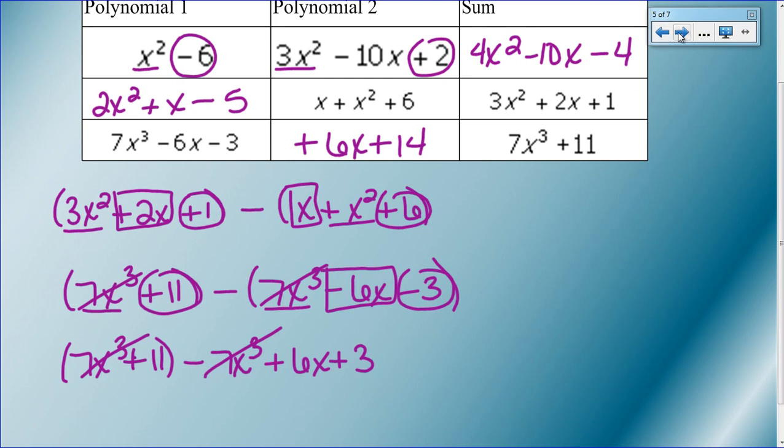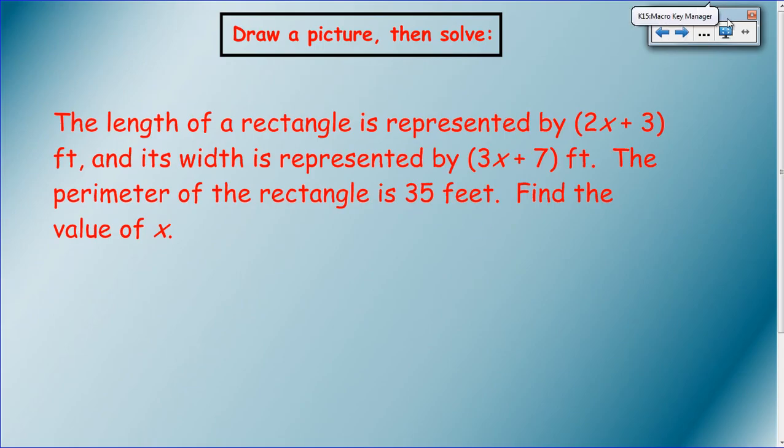But that is adding and subtracting. So we're going to do one more problem. It says to draw a picture and then solve. You should actually draw the picture. It is honestly helpful to draw the picture, label all the parts, and then do what it asks. So it tells you that the length of a rectangle is represented by 2x plus 3 feet, and its width is represented by 3x plus 7 feet.